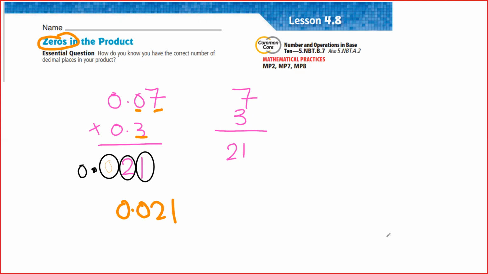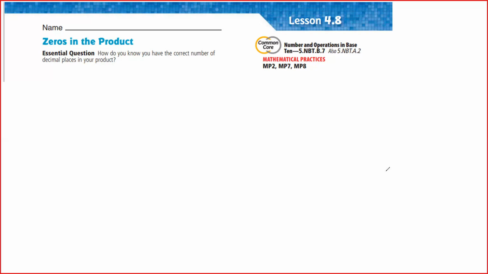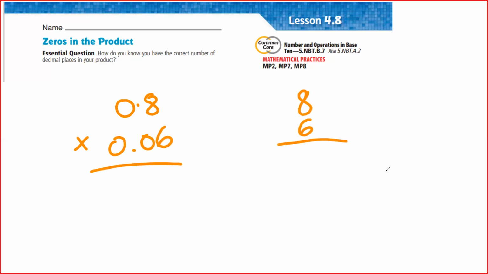Teacher, this seems so easy. Yeah, this is the lesson. I will give you now another example. Like if you have 0.8 multiplied by 0.06. What will you say? You multiply 8 by 6. Is it right? Yes. You multiply the whole numbers, and they are 48.